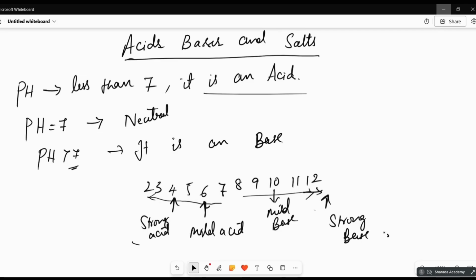And compared to pH 4, if a component has pH 4, then it's a stronger acid. But on this side, it's the opposite. Going from 7, usually we take until 14. So if the pH is 10, it's a mild base. If the pH is 12, then it's a strong base. And water is neutral in nature.